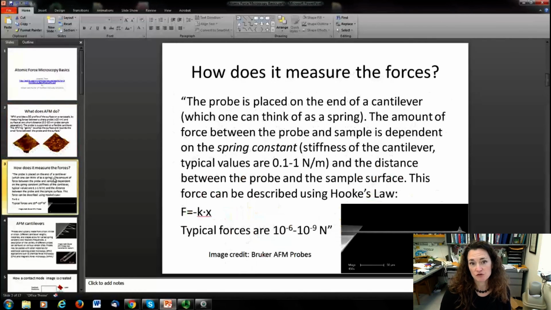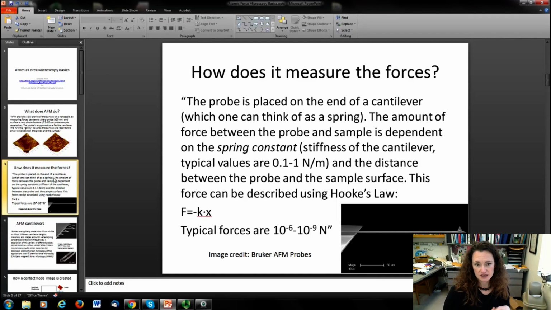So how does it measure the forces? Well, the probe is placed on the end of a cantilever, which you can think of as a spring, and the amount of force between the probe and the sample is dependent upon the spring constant, or stiffness, of the cantilever. Typical spring constants could range from, say, 1/10 of a Newton per meter all the way up to on the order of 10 or 20 newtons per meter, but 1 Newton per meter is pretty typical.